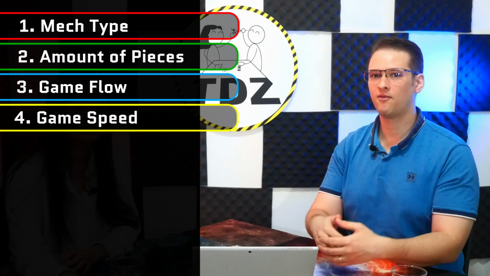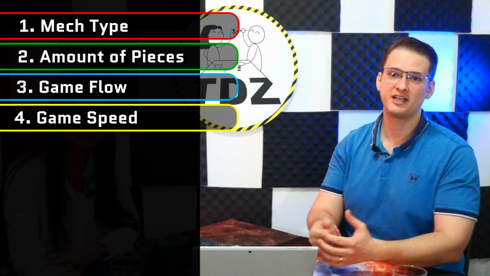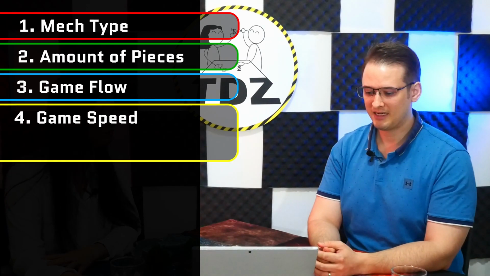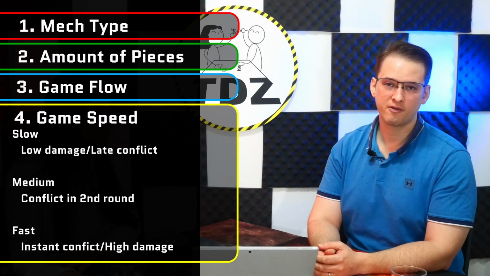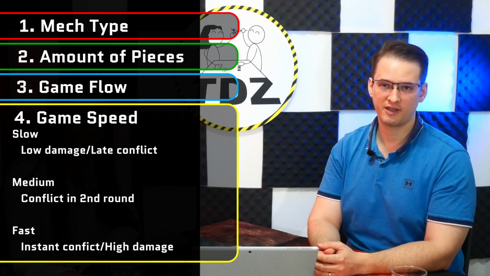The next one is game speed. This essentially determines how fast you may experience the game. The first one is slow. Slow means that maybe even for the first 2 rounds you will likely not be firing that many shots.